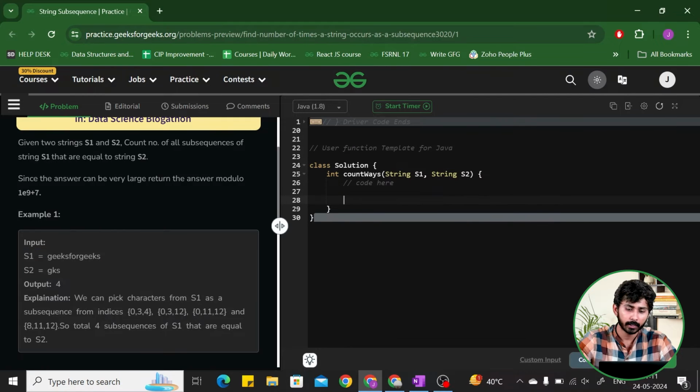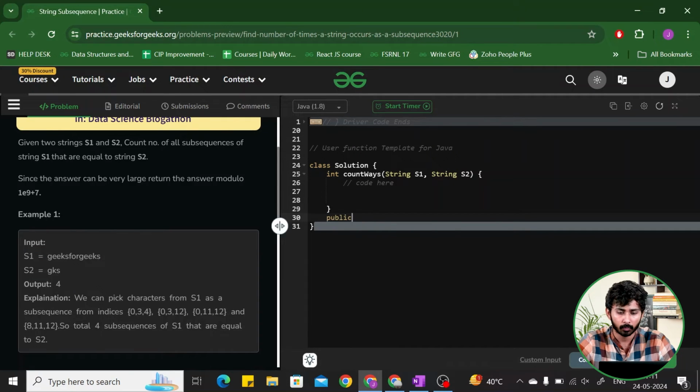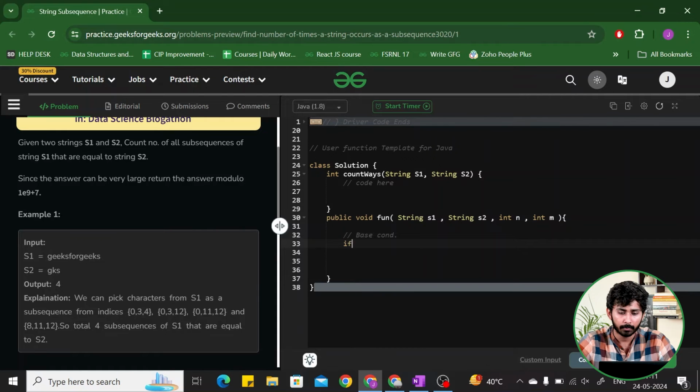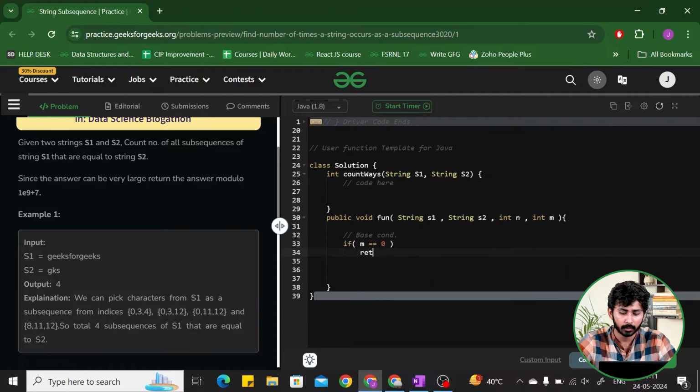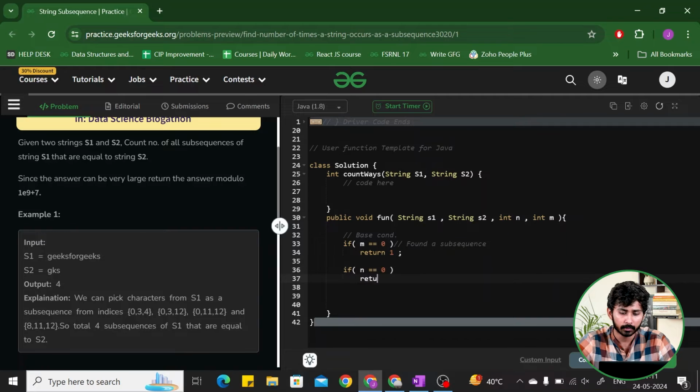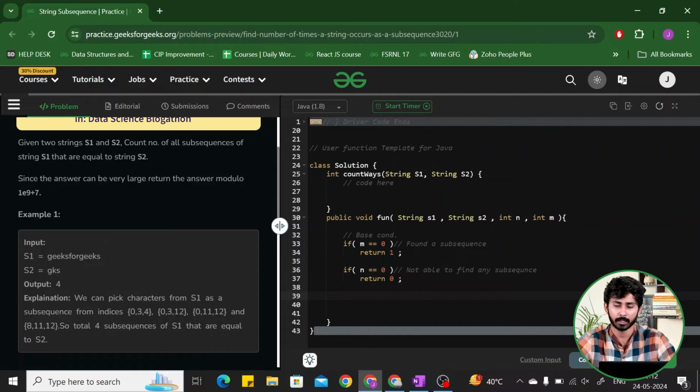So over here I will create a function in order to implement. So public void fun string s1, string s2, integer n, integer m. Okay, fine. So we know the base condition. So this is the base condition. If my m has been exhausted, then that means I have found a subsequence. Now, if m is not 0 and n equals 0, then what does it mean? It means you cannot find any subsequence because you don't have any characters inside S1.